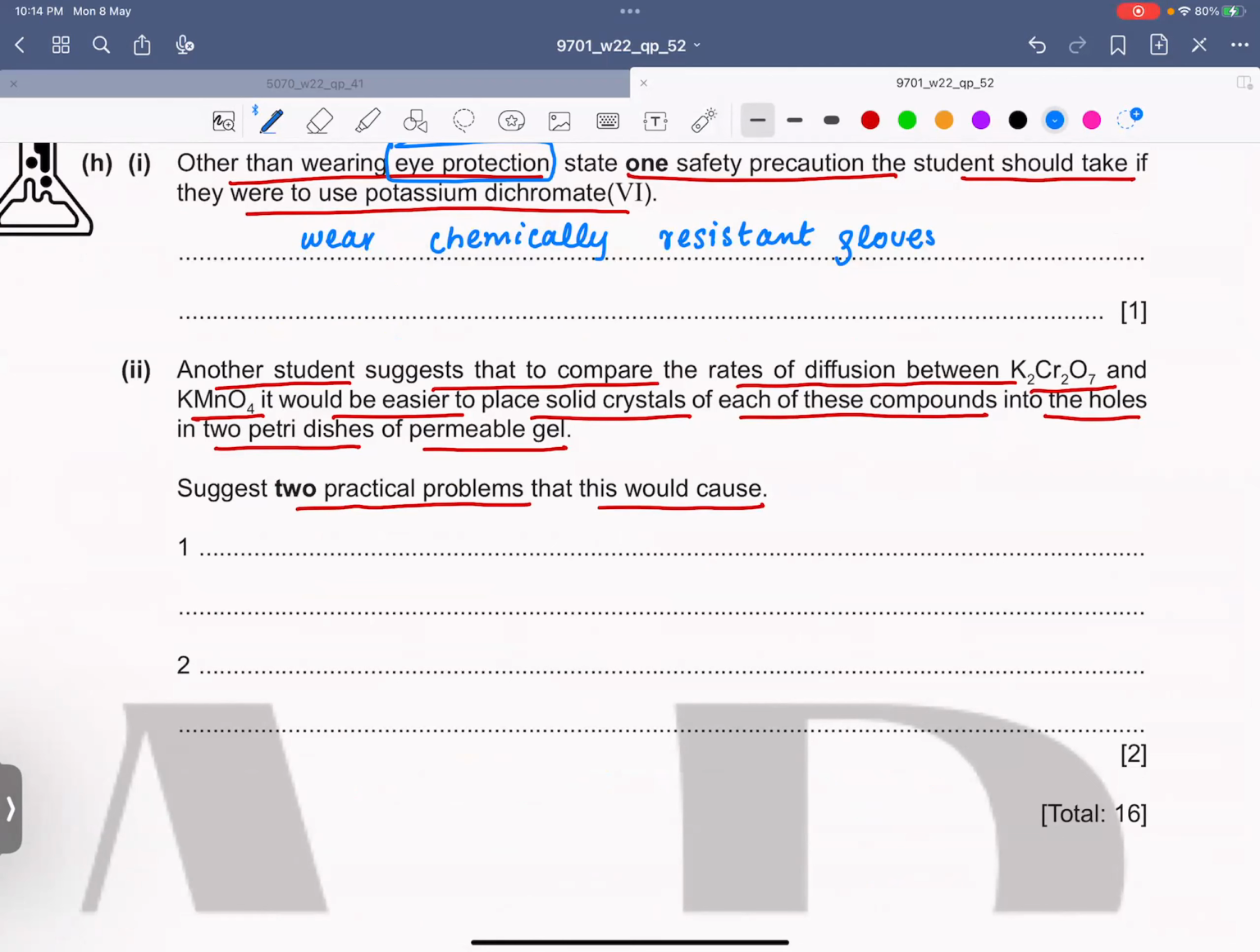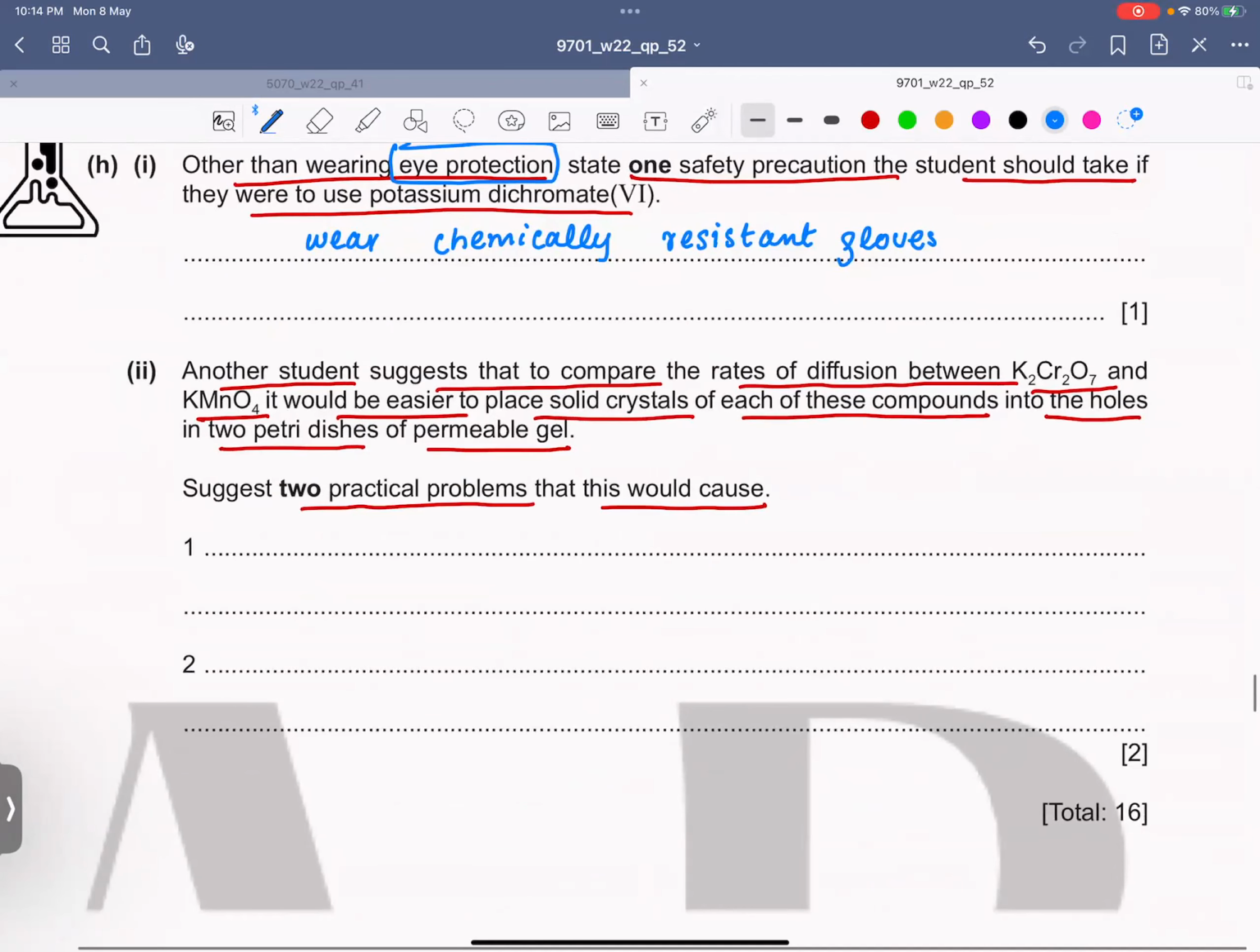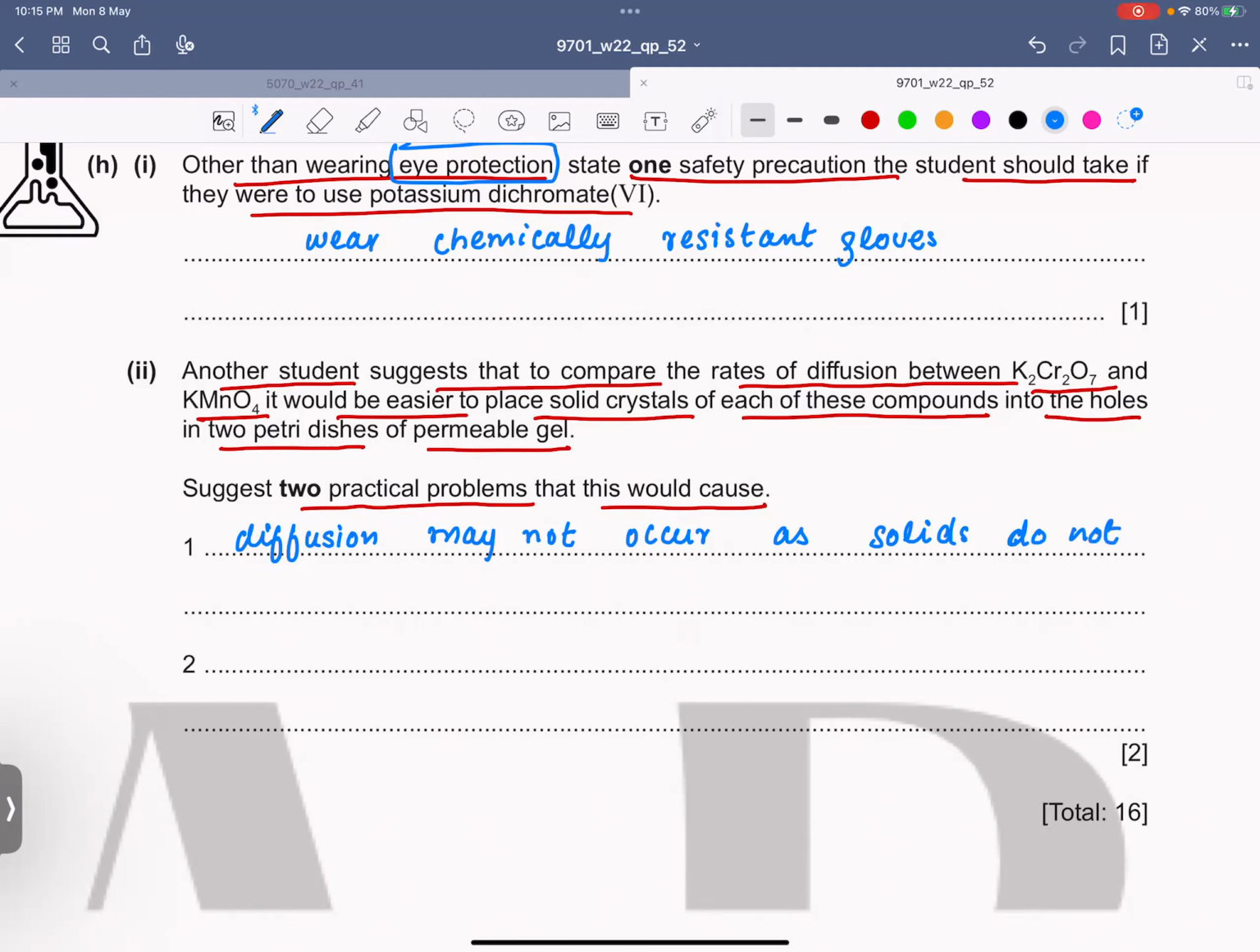So one problem can be, as they are solids, diffusion may not occur because solids do not diffuse, or they might diffuse very slowly.